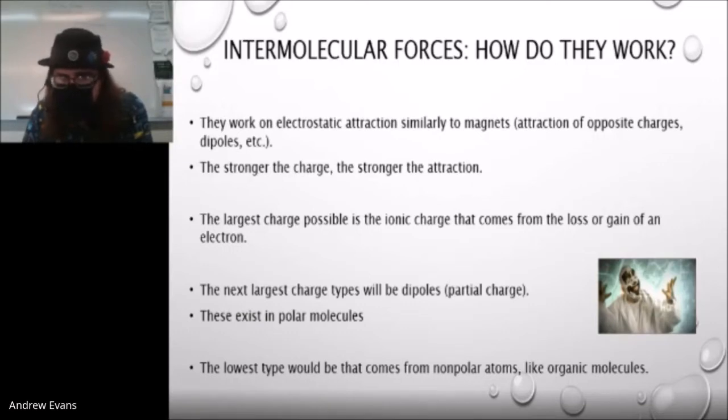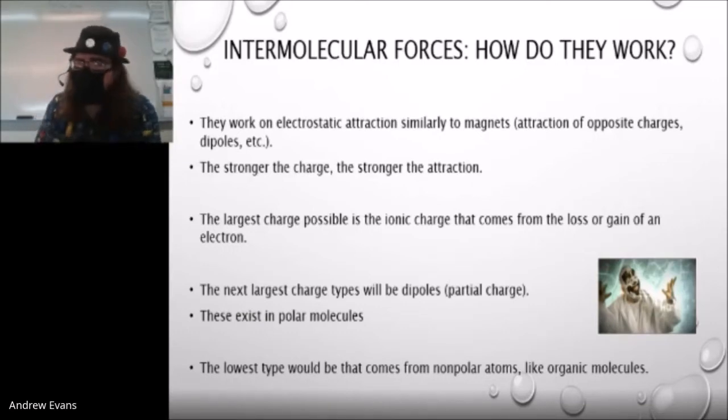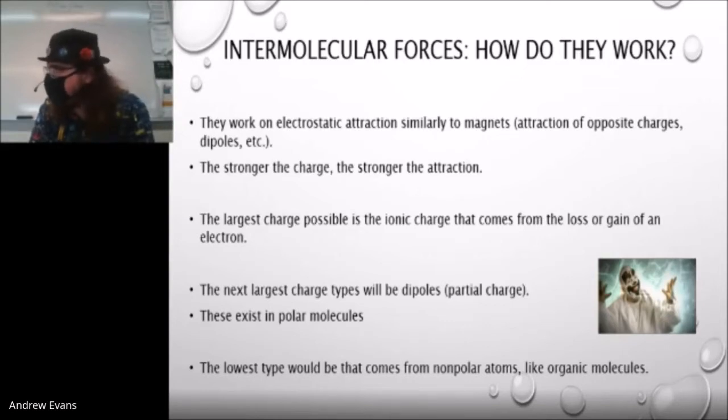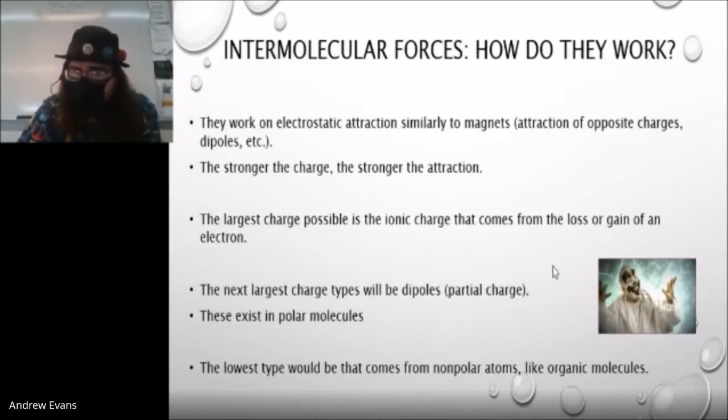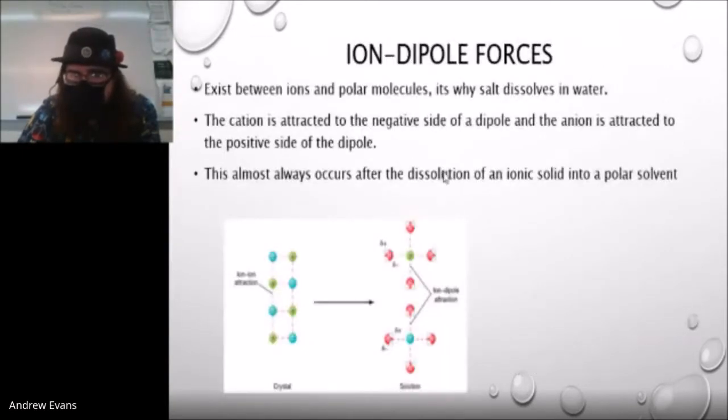Now the lowest type of attractive forces will come from the non-polar atoms, like organic molecules. We look at gasoline. We look at methane. We look at iodine or bromine or chlorine or fluorine, these non-polar atoms. What type of attractive forces do they see? Those are going to be the dispersion forces. So, as I said, ion dipole, pretty straightforward.